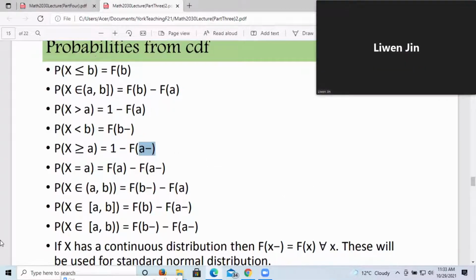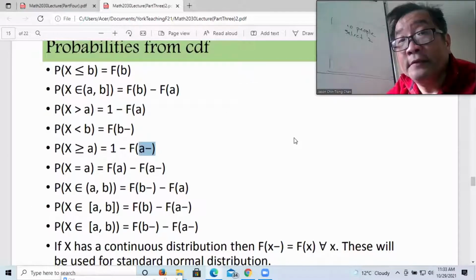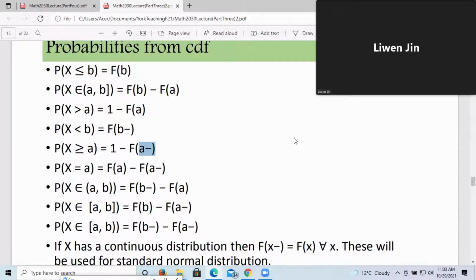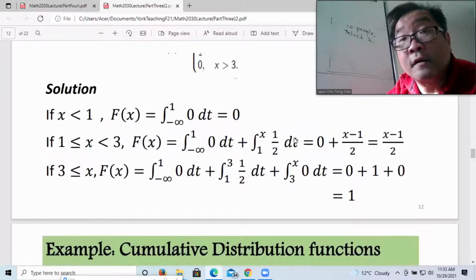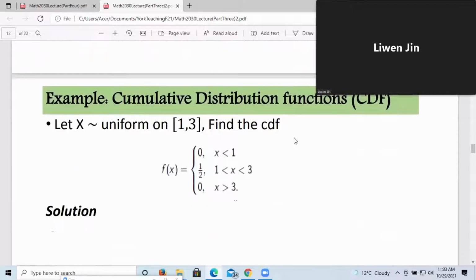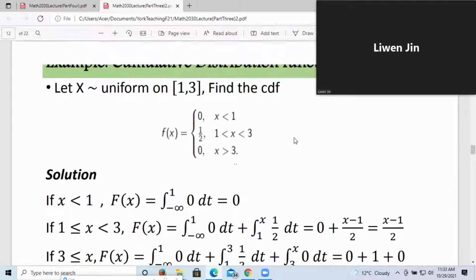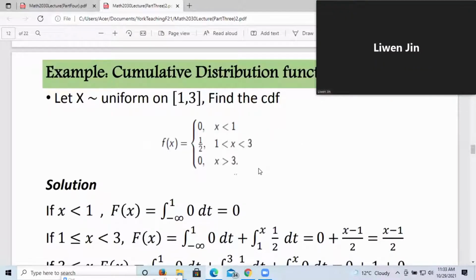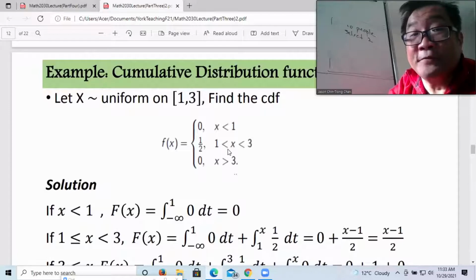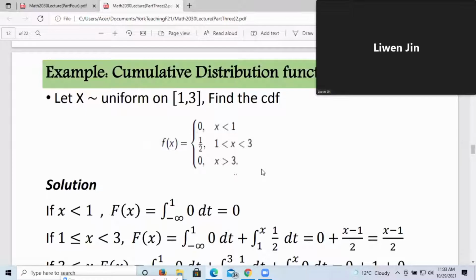Professor, for page 12. Which one? Is it lecture 3 or lecture 4? Lecture 3. Okay, sure. So for the PDF function, why is there no x equals to 1 and equals to 3? Doesn't matter. You can put the equal sign, that's fine, because this is the continuous case. Okay, continuous is fine.